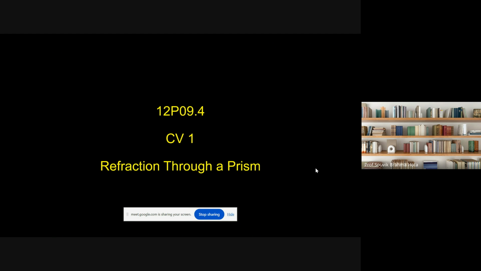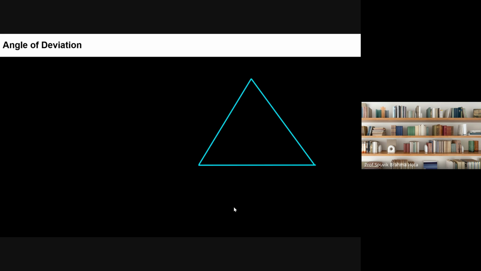So today I'm going to discuss a frequently asked question by my students, and that is going to help you in your board exam for class 10 as well as class 12. So, refraction through a prism, in this case, the basic thing, that angle of deviation.